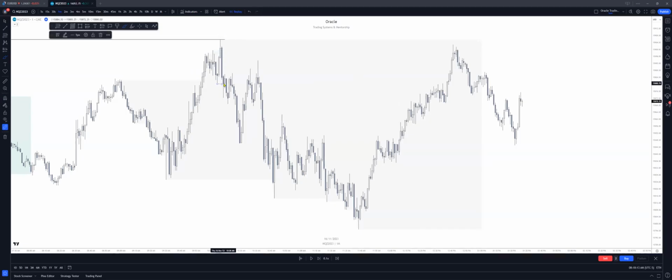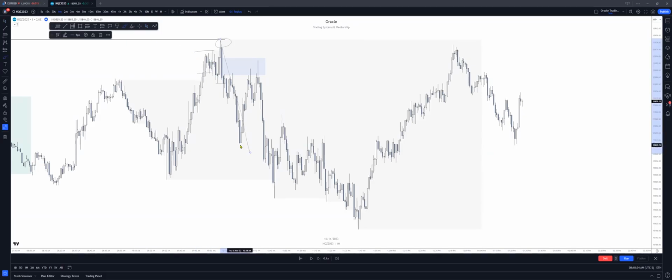Break structure, doesn't always need to break structure. That's the thing, right? As you develop as a trader, you're going to notice you don't necessarily need the structure breaks to take trades. However, when you start, you're definitely going to want to pay attention to structure breaks to guide you. There's your manipulation as price rallies up above these highs.